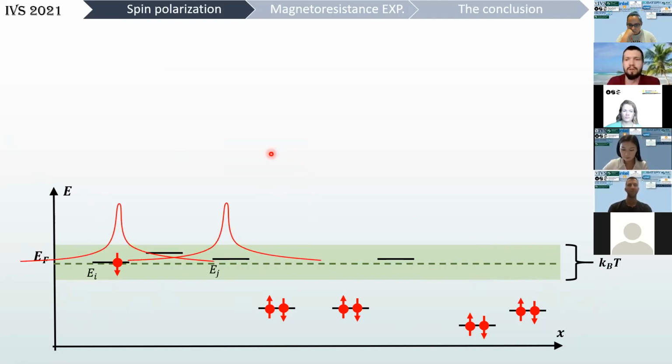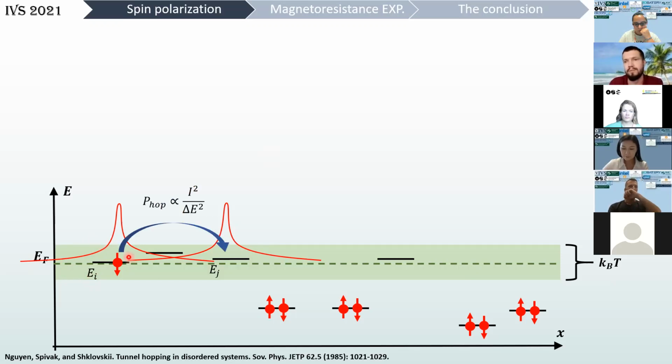Let's consider hopping between two sites i and j. The red lines here represent the electronic wave functions. The hopping probability will be proportional to I divided by delta E squared, where delta E is the energy difference between these two sites, and I is the resonant overlap integral between these two wave functions. This relation is under the assumption of small I compared to delta E.